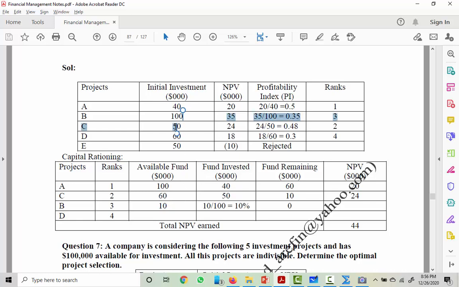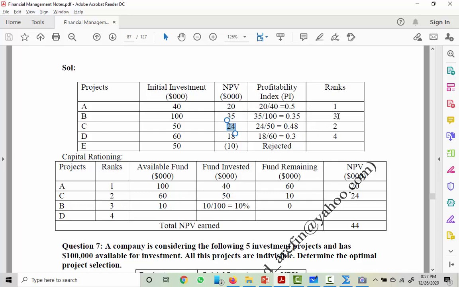Project C requires $50,000 investment. Do we have $50,000? Yes, available fund is 60. So we can invest 50 easily. After you invest this $50,000, 60 minus 50, we will be left with $10,000. And obviously project C will give us $24,000 NPV, right?